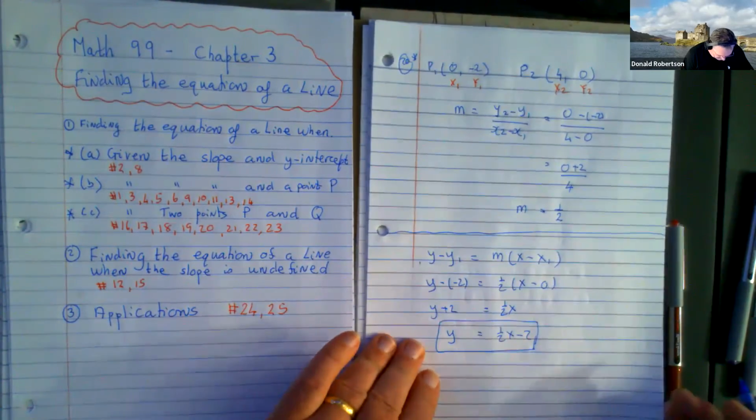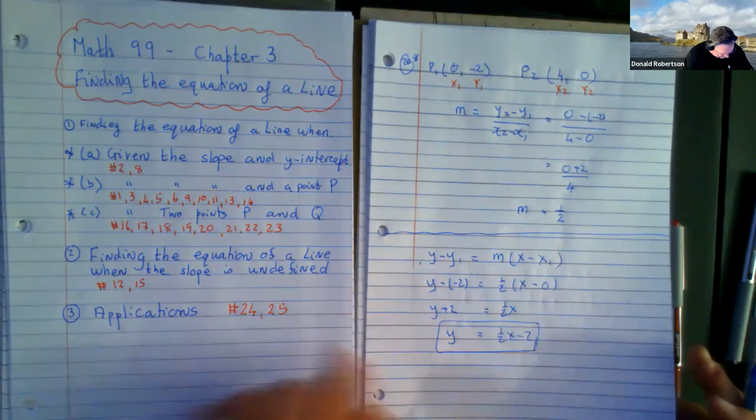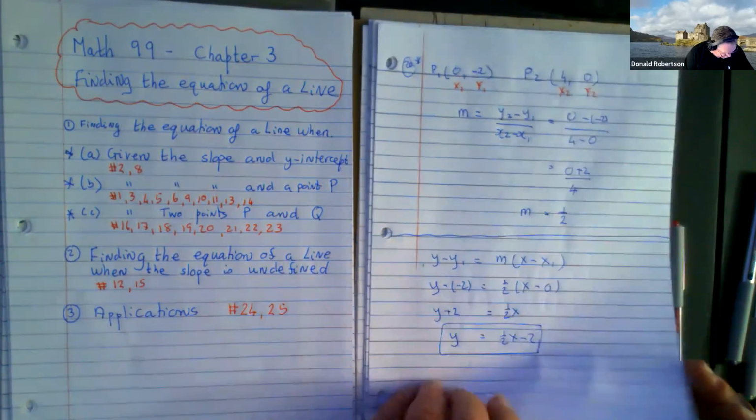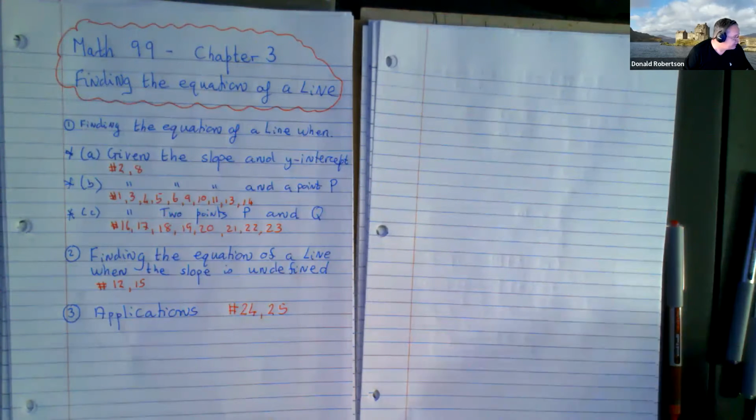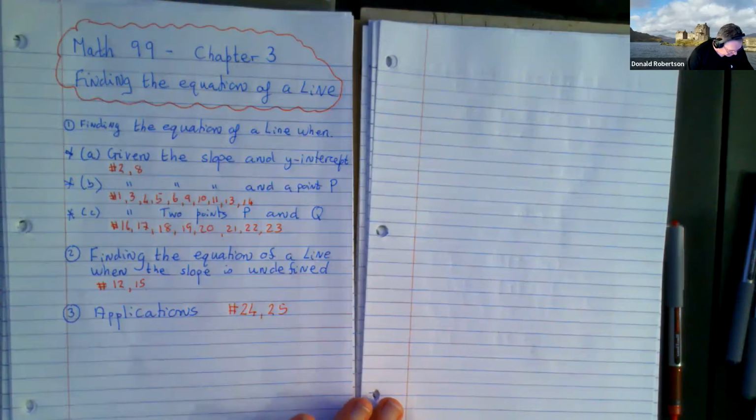So let's backtrack a little bit and do some special cases. That's this one. What do you do when you've been asked to find the equation of a line and you're told the slope is undefined? An example of that would be question 12, I believe.